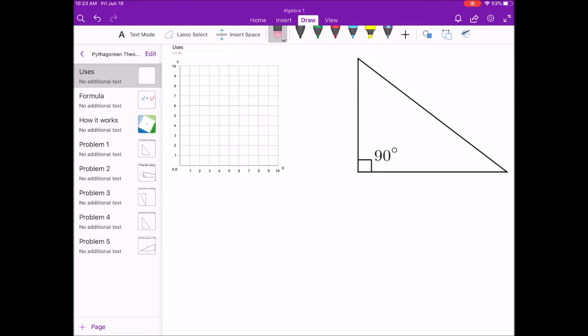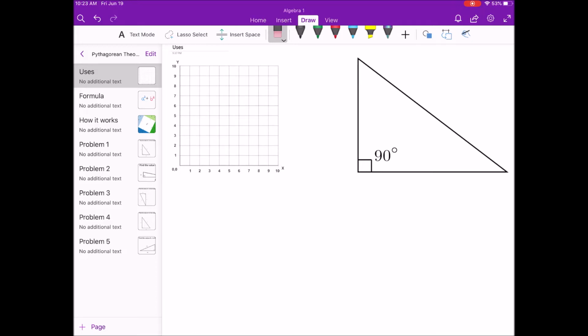Alright. So, the Pythagorean Theorem was first known in ancient Babylon and in Egypt. However, the relationship wasn't widely known until Pythagoras basically made it widely known.